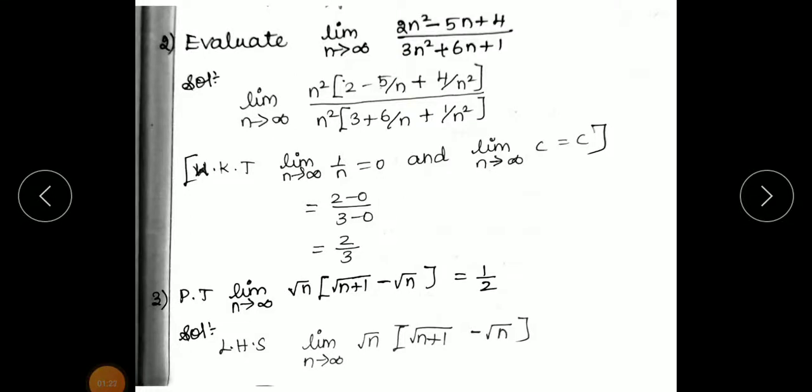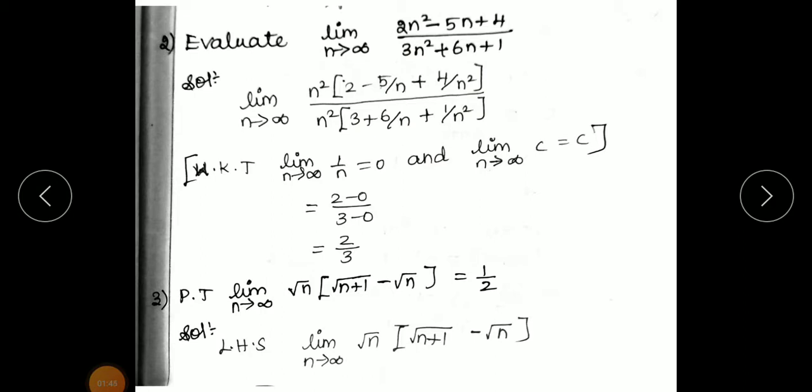Second question: limit n tends to infinity of (2n squared minus 5n plus 4) divided by (3n squared plus 6n plus 1). Here also you can take n squared as common and cancel it. If we apply n tends to infinity, 1 by n becomes 0. So the second and third terms, likewise the second and third terms of the denominator, become 0. So the answer is 2 by 3.